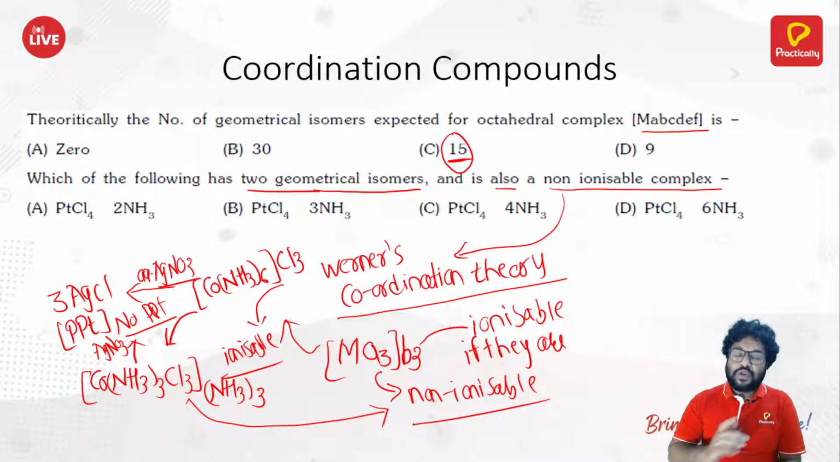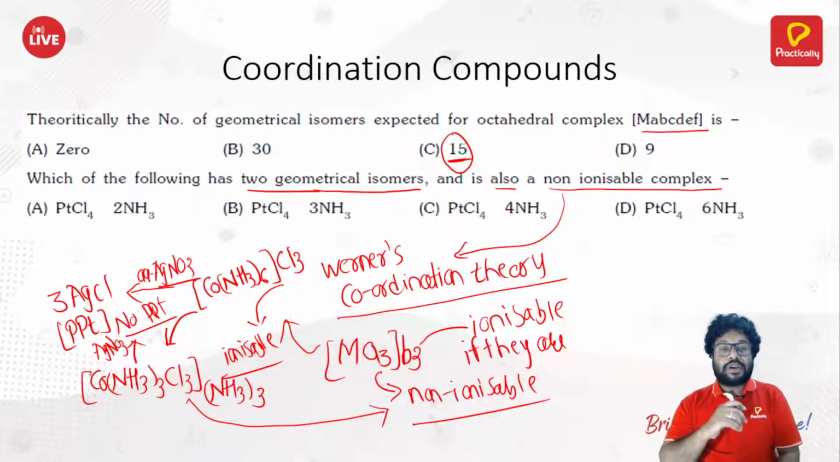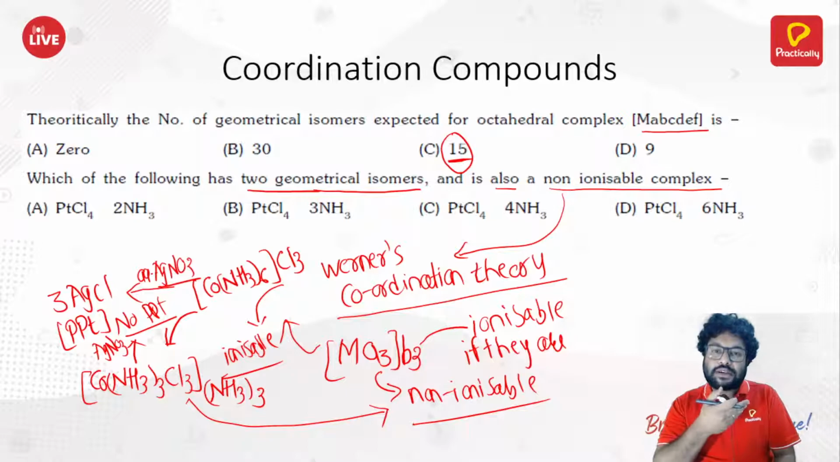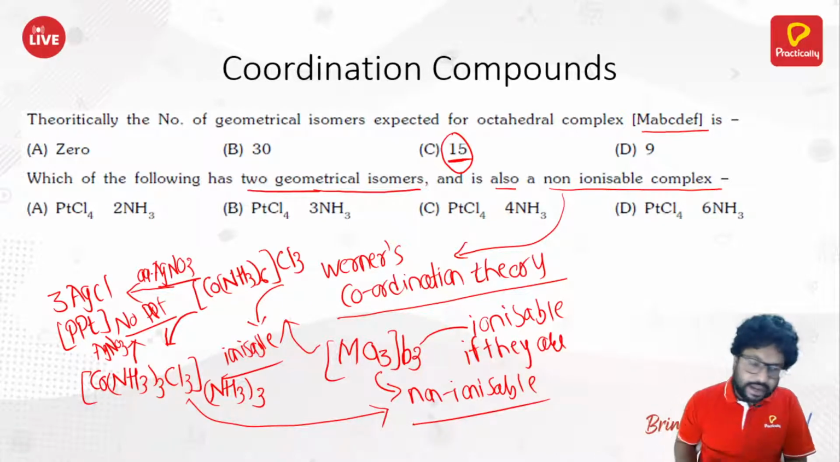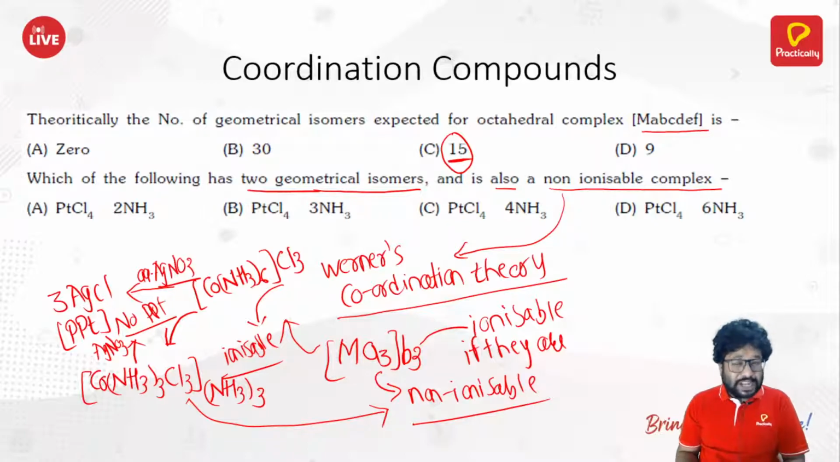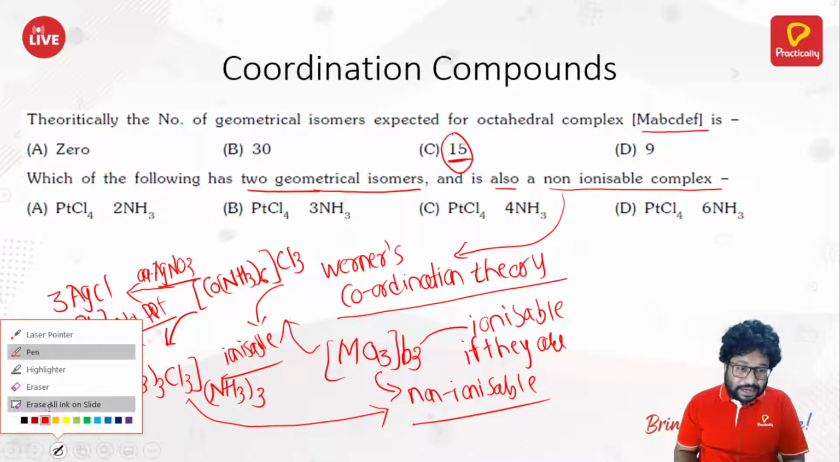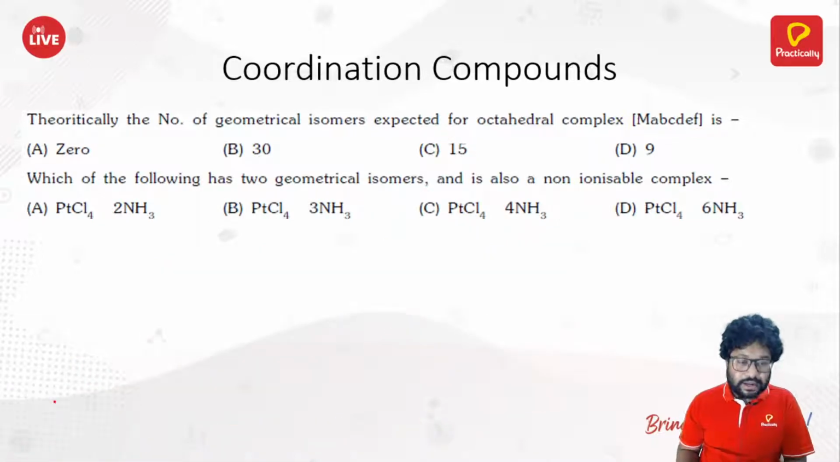So overall you need to have at least one chlorine outside the coordination sphere for the compound to be called ionizable. If all the chlorides are inside the coordination sphere and the ligand which is present outside the coordination sphere is neutral, the compound becomes non-ionizable. Now I hope you must have been clear with this. Let me rub this down so that I can tell you the other things. Okay, so let's look at them one by one.